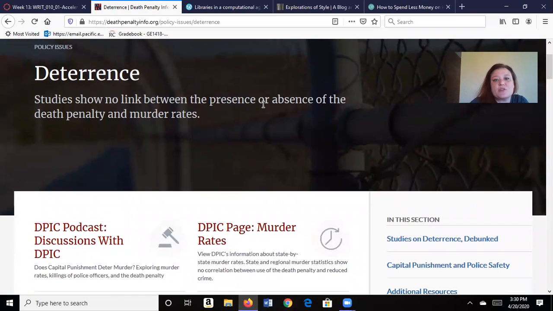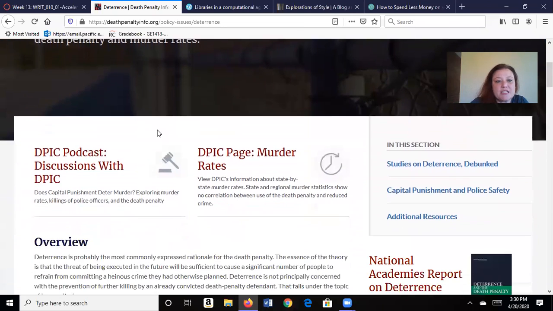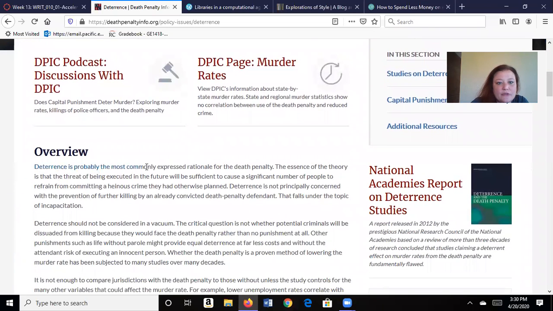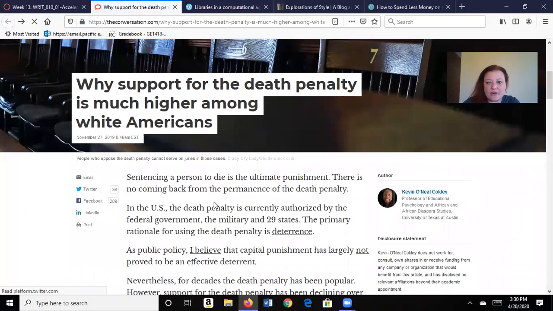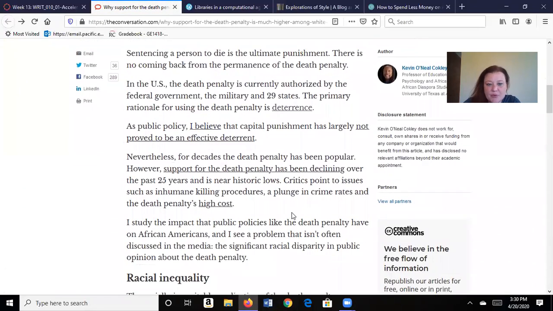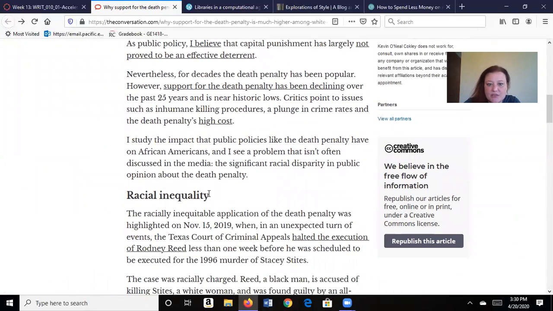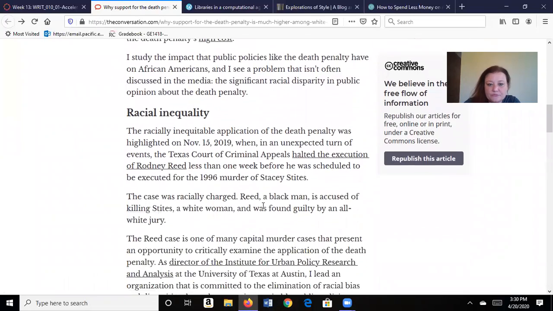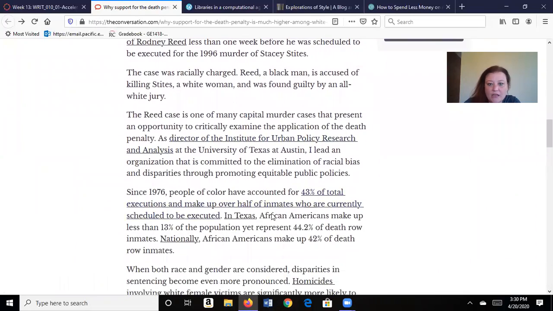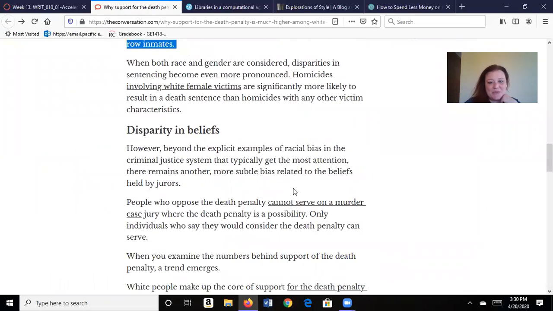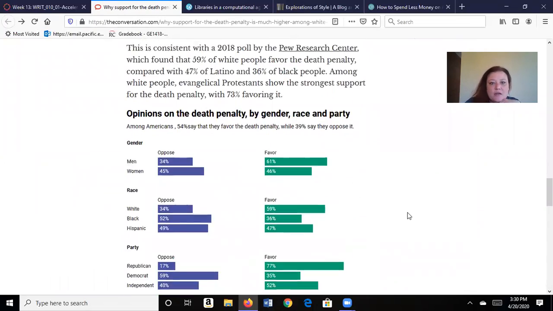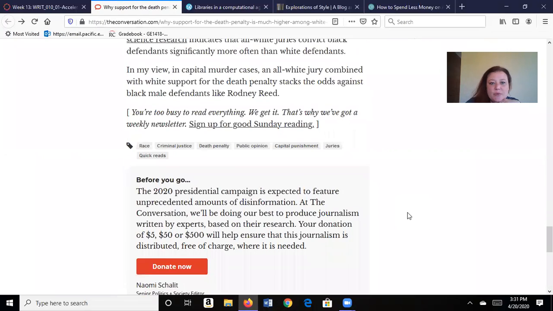Look at that. Studies show no link between the presence or absence of the death penalty and murder rates. Oh, and here we go, overview. So this gives the reader more to look at if you weren't really sure what deterrence is. However, let's see if this person happened to include sources as well. I'm looking. There's a lot of statistics in here. So as a professor, I would have told this person, cite your sources, which he or she didn't. But maybe there is a list of sources at the bottom.